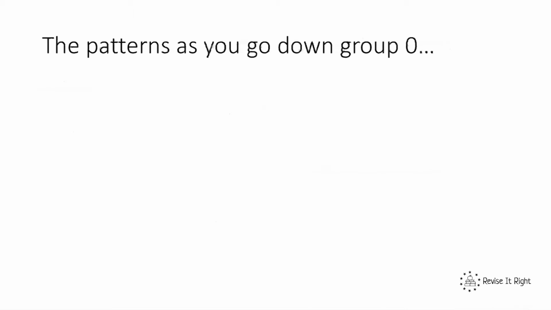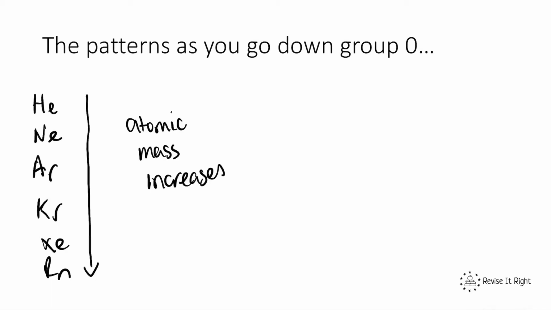Now, just as with group 1 and with group 7, there are various reactions, different properties, different patterns as you go down the group. Okay, so let's very quickly again write our noble gases out like this. And just like we did with group 1 and group 7, we draw an arrow like this. And just like with those two, the atomic mass gets bigger or increases as you go down the group. So the atomic mass of helium is 4, neon is 20, argon is 40, krypton 84, and so on. You can see it's getting bigger as you go down the group.